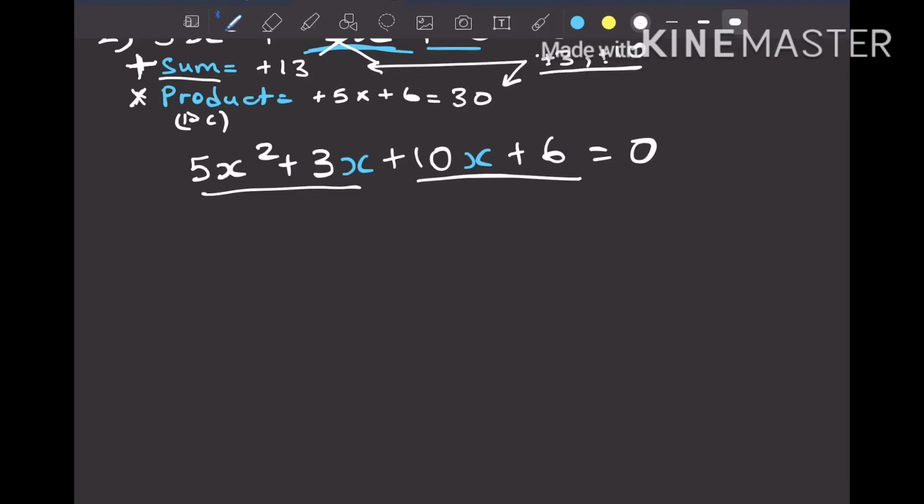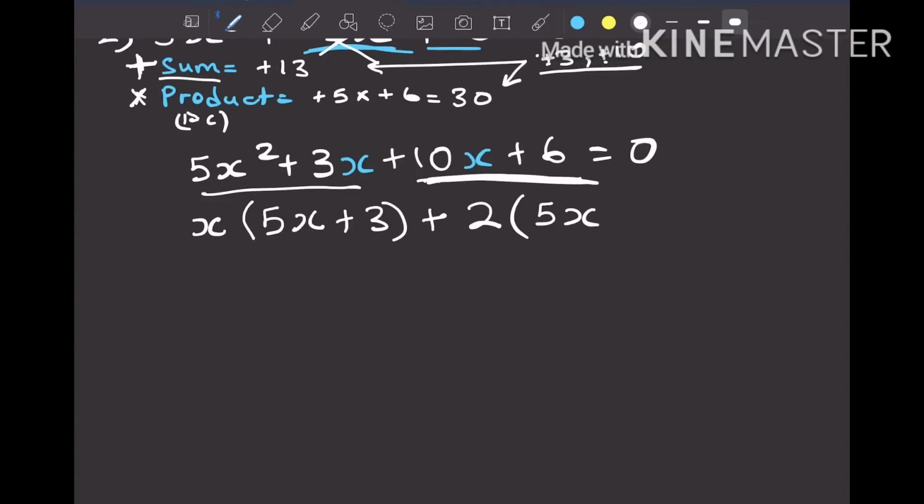5x squared plus 3x, what is common in between them? An x, yeah, so both of them can be divided by an x. Let's open our bracket and we will get a 5x plus 3, yeah, plus what is common here? Let's see, 10x and 6, so what is common is a 2, so let's bring out the 2, and when we divide both of them by 2, 10x divided by 2 will give you 5x, and 6 divided by 2 is a plus 3 equals to 0.